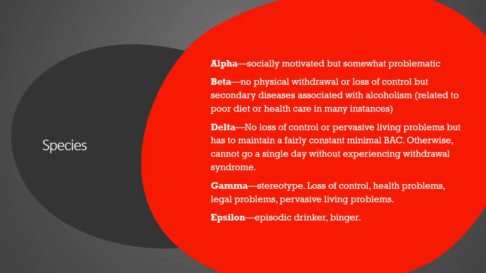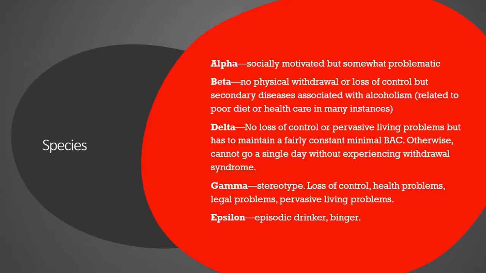The gamma species that Jellinek defined was a stereotype. The loss of control, the health problems, the legal problems, the pervasive living problems, the guy who lives under the bridge or in the homeless shelter or in his car, that kind of stuff. There are some clear-cut problems with them, and the health problems are there, the legal problems are there. You can see it. And if they try to stop drinking, they will have withdrawal syndrome in most cases.